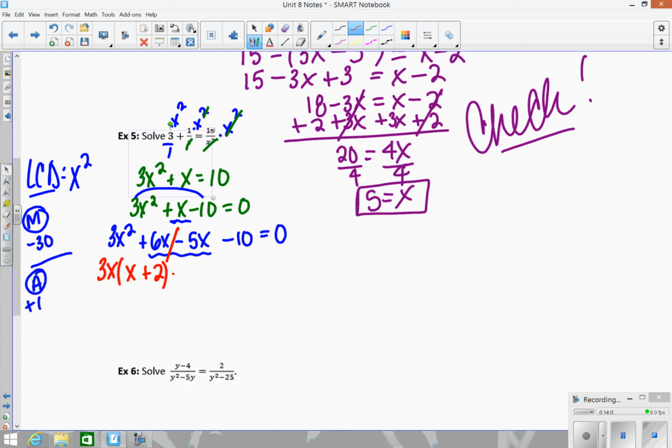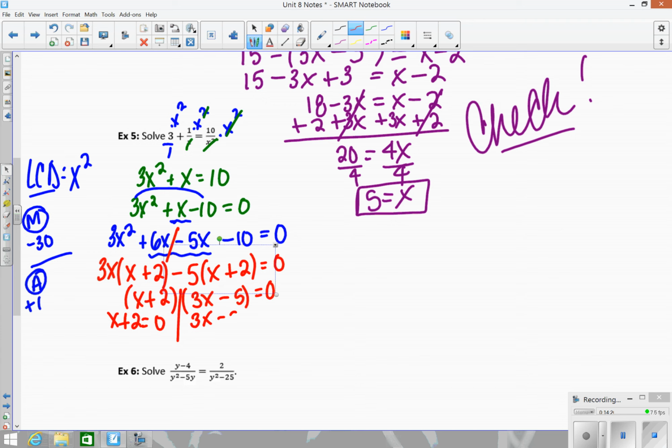So I'm going to want to factor out that negative 5. So I'll be left with an x plus 2. And then that means that you can factor out the x plus 2 now. When you do that, you'll be left with a 3x minus 5. And now you can set each piece equal to 0. So 3x minus 5 equals 0. So we get x equals negative 2. Over here we have 3x equals 5. Divide everything by 3. We get x equals 5 over 3.